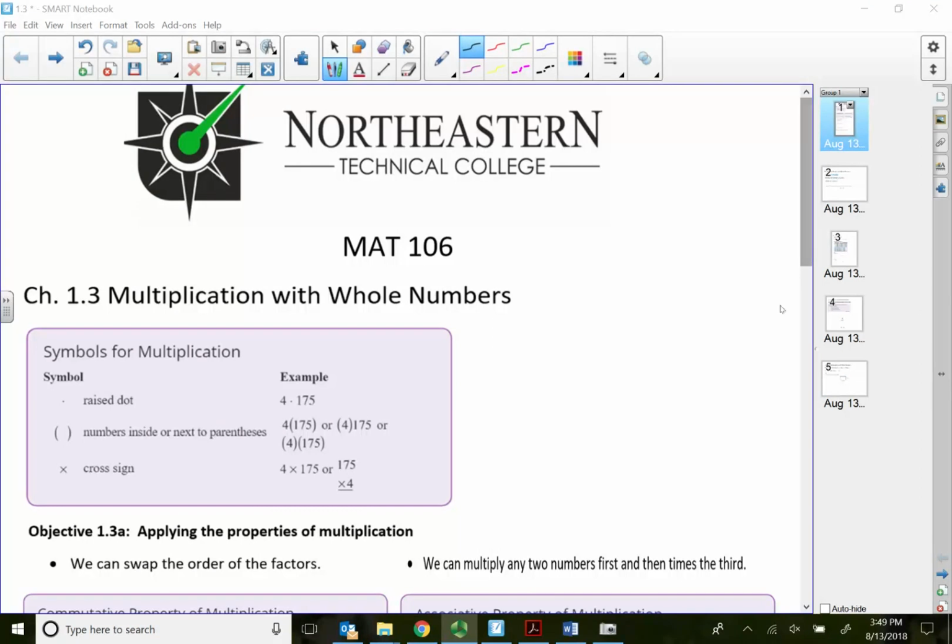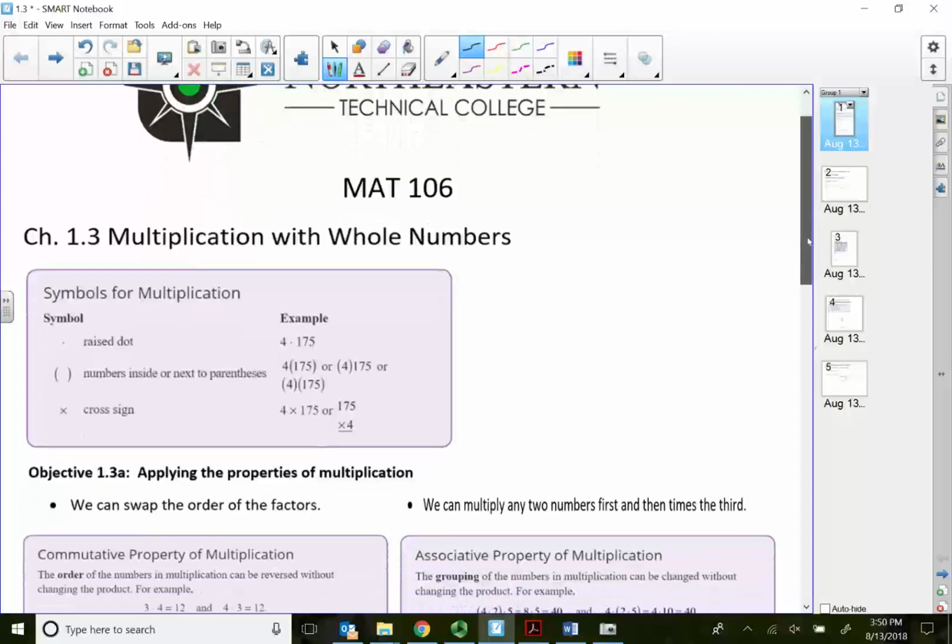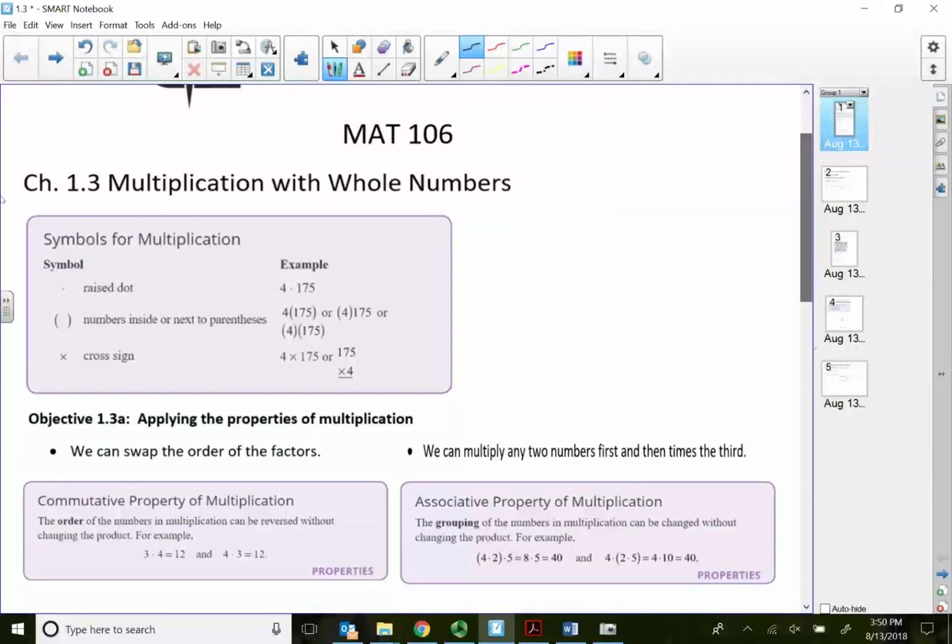In this lecture video, I'm going to talk to you a little bit about properties of multiplication, and will also talk about the second objective, something called the distributive property. So this module 1.3 is about multiplication with whole numbers.